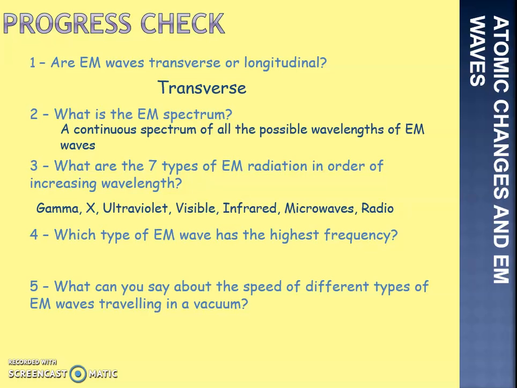Which type of EM wave has the highest frequency? Well, the highest frequency would have the shortest wavelength, so that would be gamma. And what can we say about the speed of different types of electromagnetic waves travelling in a vacuum?